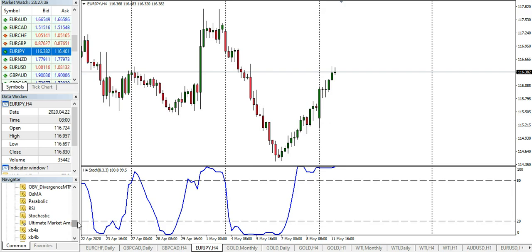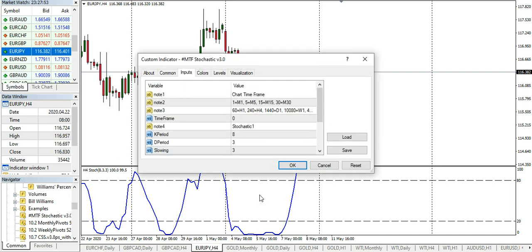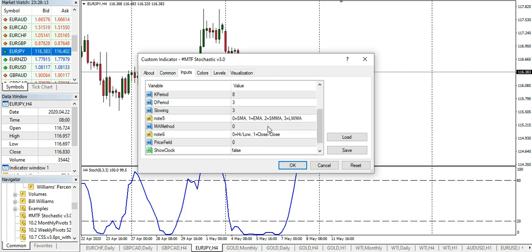Now, because our strategy is based on the weekly, the daily, and the 4-hour, I'm going to stay on the 4-hour time frame. I'm going to get my multiple time frame stochastic. I'm going to pull it in the same area here, and I'm going to drop it. Then all I'm going to do is tell it for the time frame, when it changes from 0, I want to bring in the weekly, and the weekly is 10,080 minutes. So I just type 10,080 here. I make sure that my method is exponential and that I'm using closed charts.